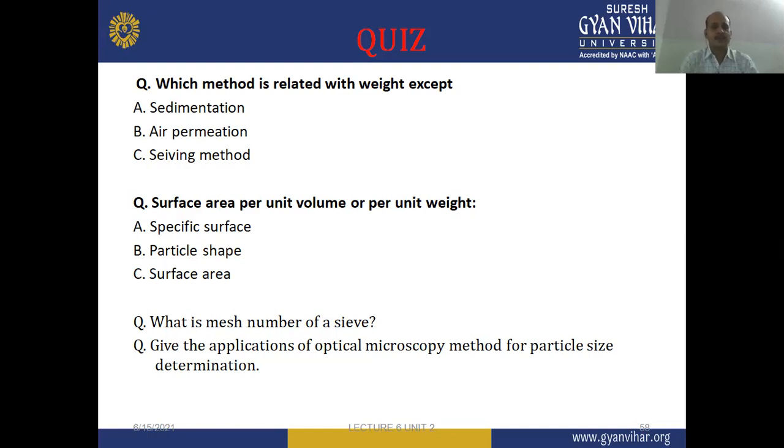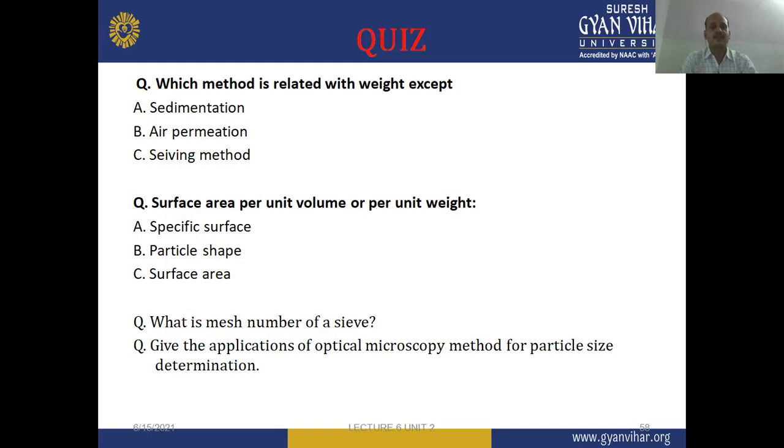Now after it, there are short answer type questions. One is, what is mesh number of a sieve. In the sieving method for particle size determination, as we discussed, there are many types of sieve which may be made of brass, bronze or stainless steel. Each sieve has a specific number, like 10 number sieve or 20 number sieve or 40 number sieve or 60 number sieve. These are known as mesh number. Clear? So mesh number is not a magic number.